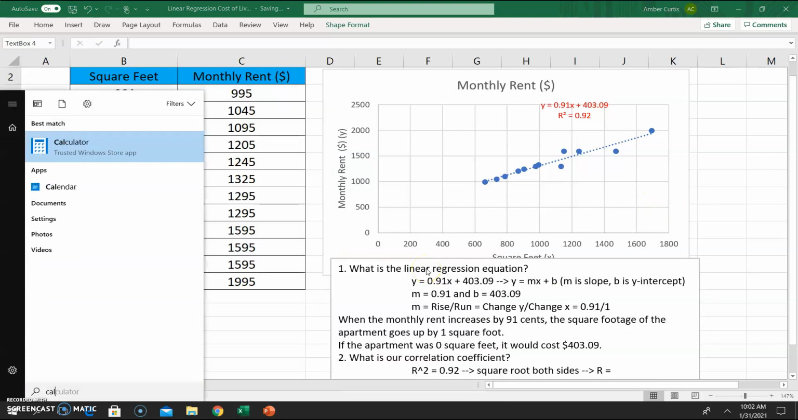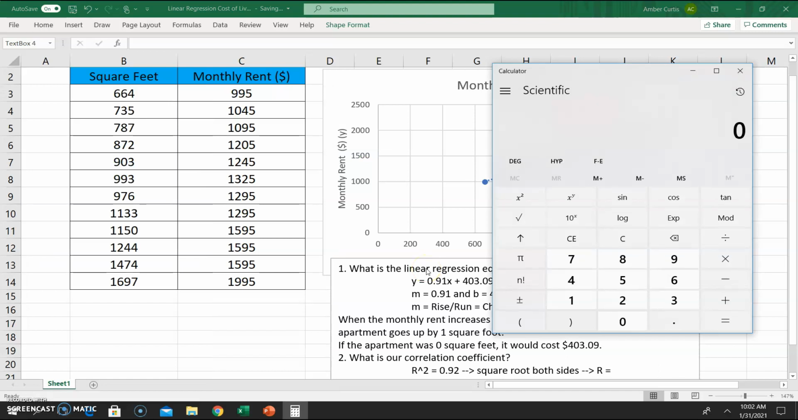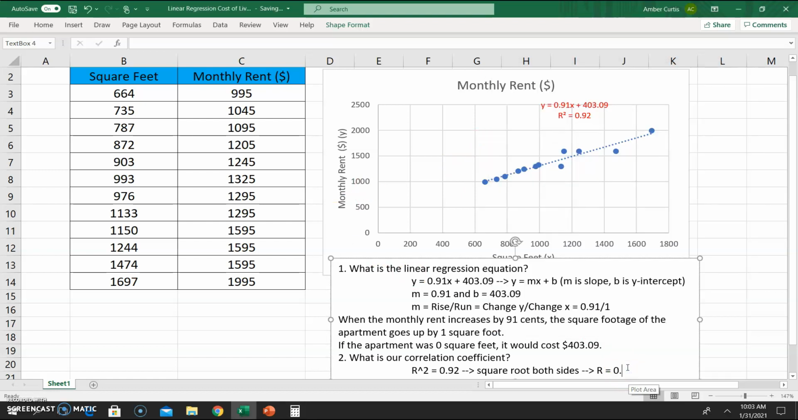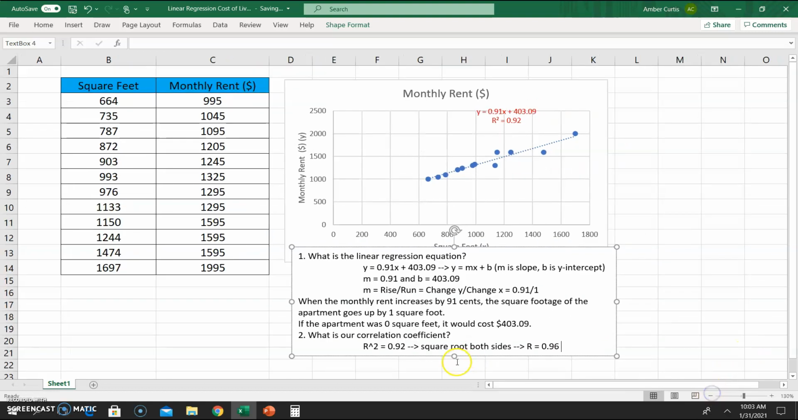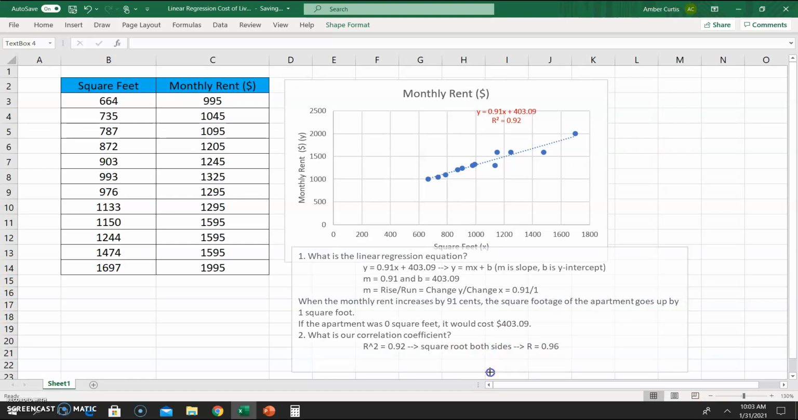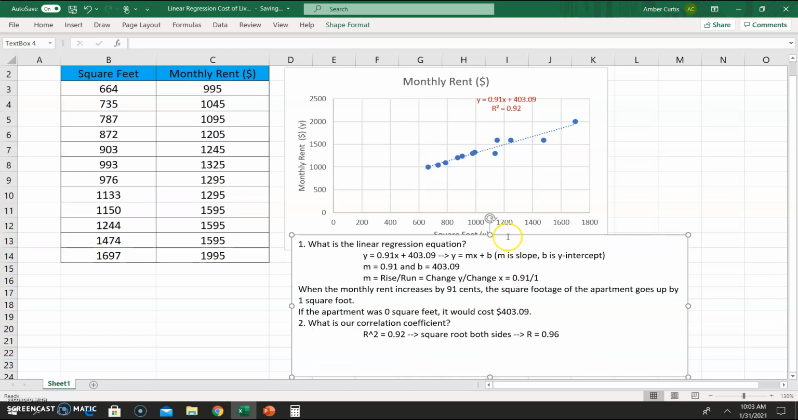So let's just grab a quick calculator, and we have 0.92, and then we're going to square root it, and we see that our correlation coefficient is about 0.96 if we round, and so we know that there's a pretty strong correlation between square foot of an apartment and the monthly rent.